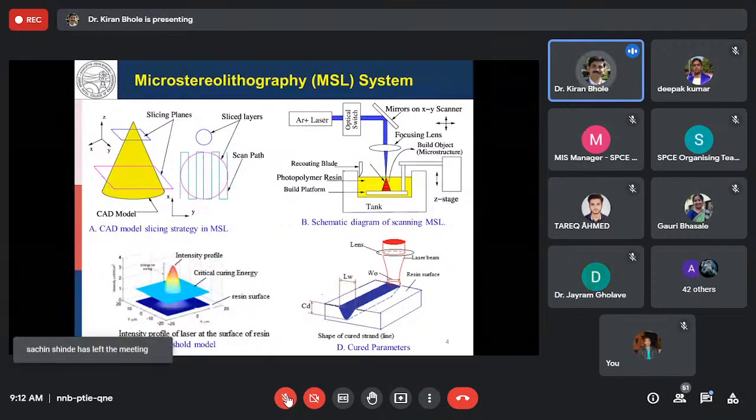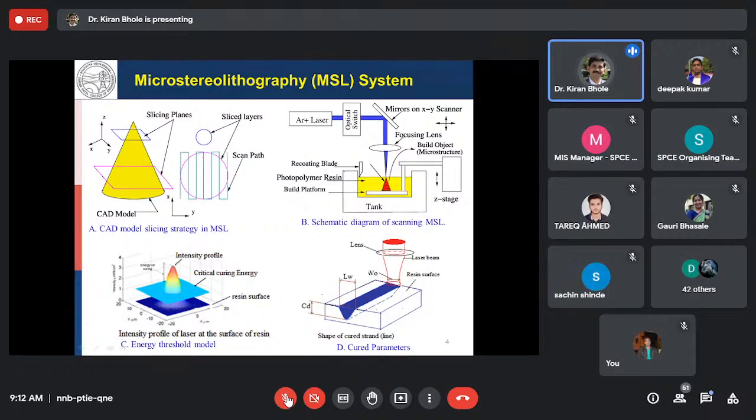The setup consists of the argon laser, and this argon laser is passed through a switch, that is the optical switch. Then the laser light falls onto the mirrors, and from the mirrors the laser light is guided onto the photopolymer vat through a focusing lens. So the light is focused exactly here, on the free surface of the photopolymer.